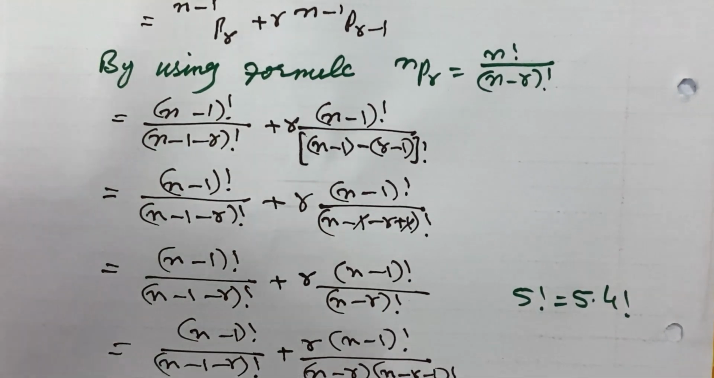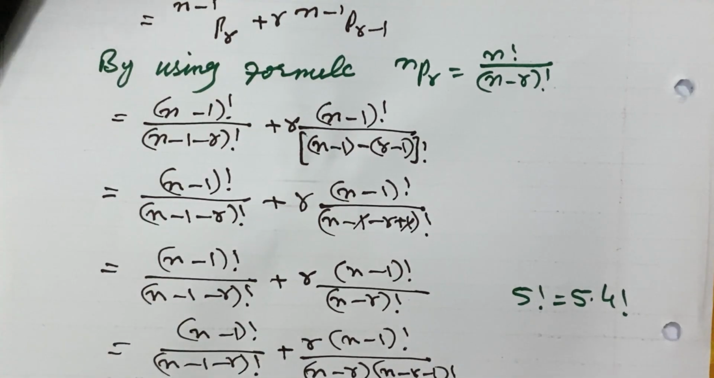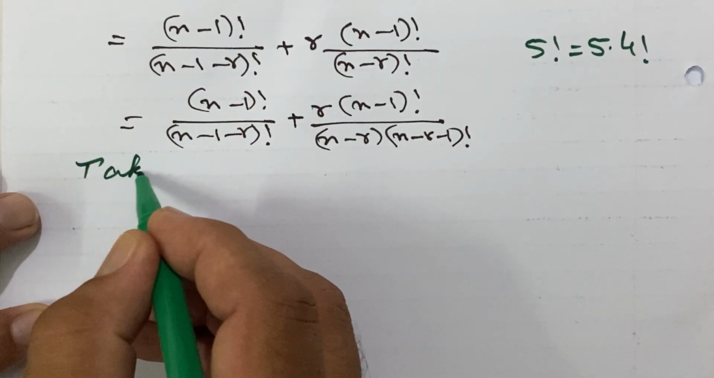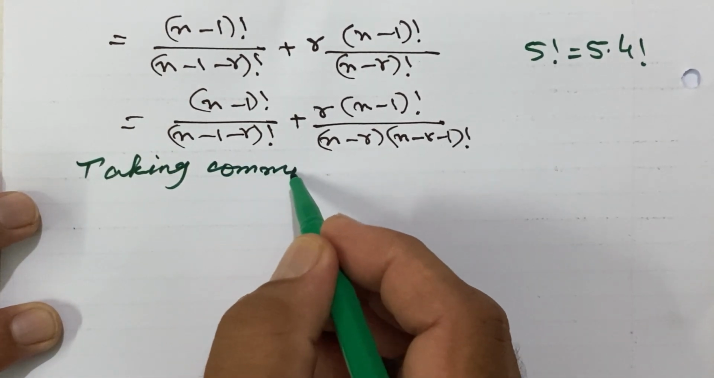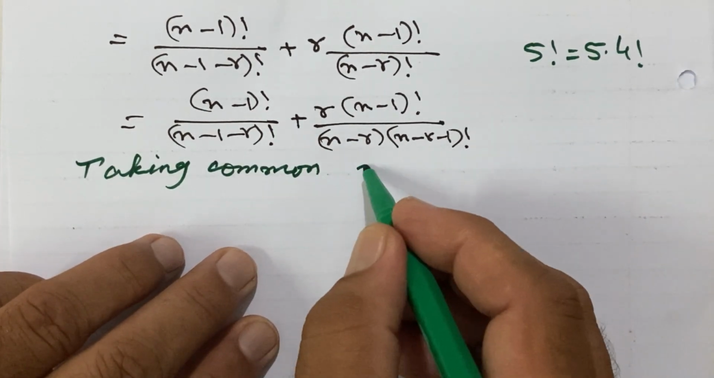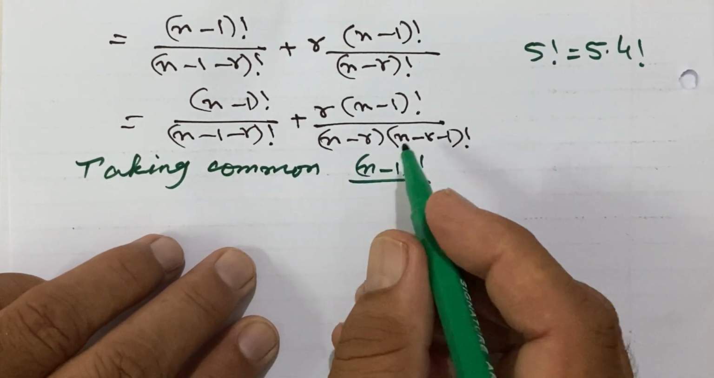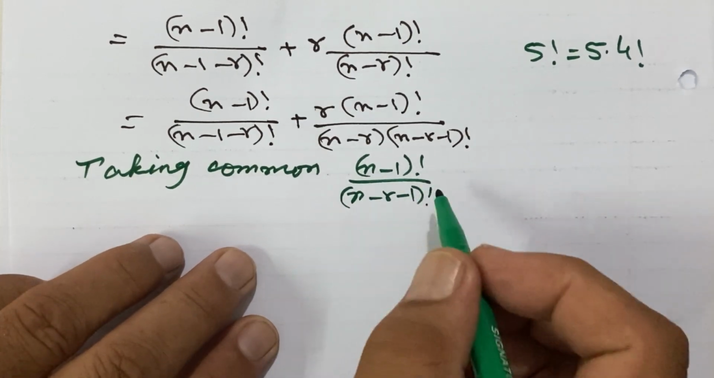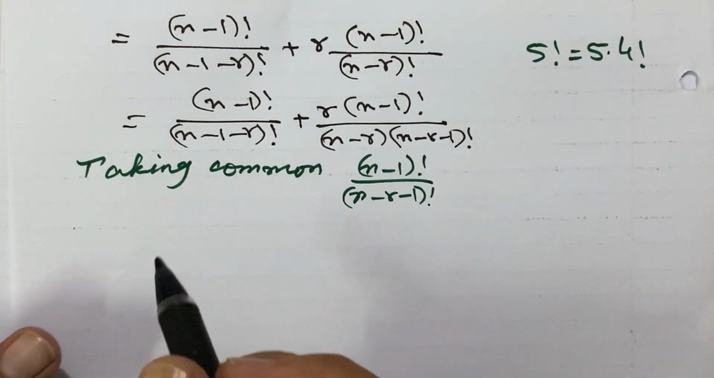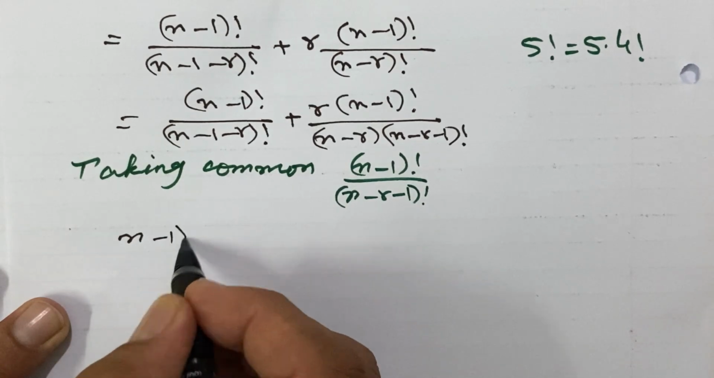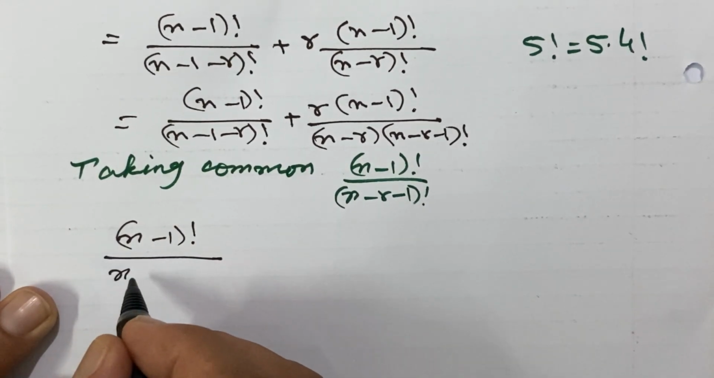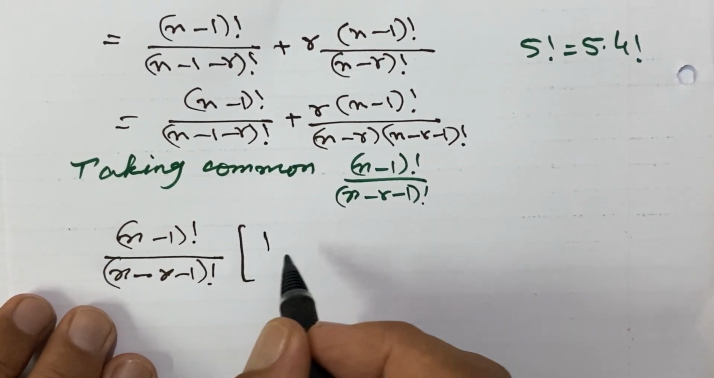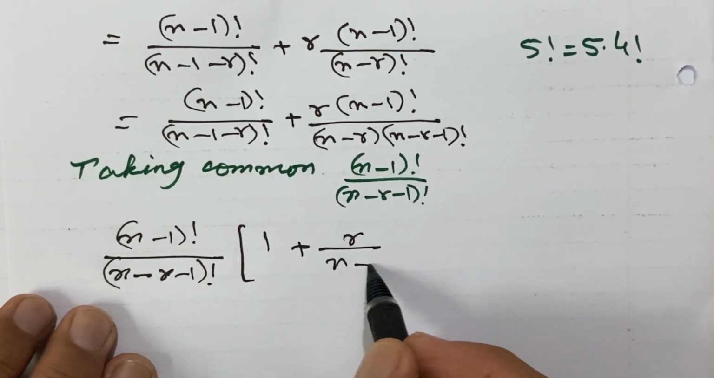Now we are taking common (n minus 1) factorial over (n minus r minus 1) factorial, taking common, then it is equal to (n minus 1) factorial over (n minus r minus 1) factorial. Here 1 plus r over n minus r.